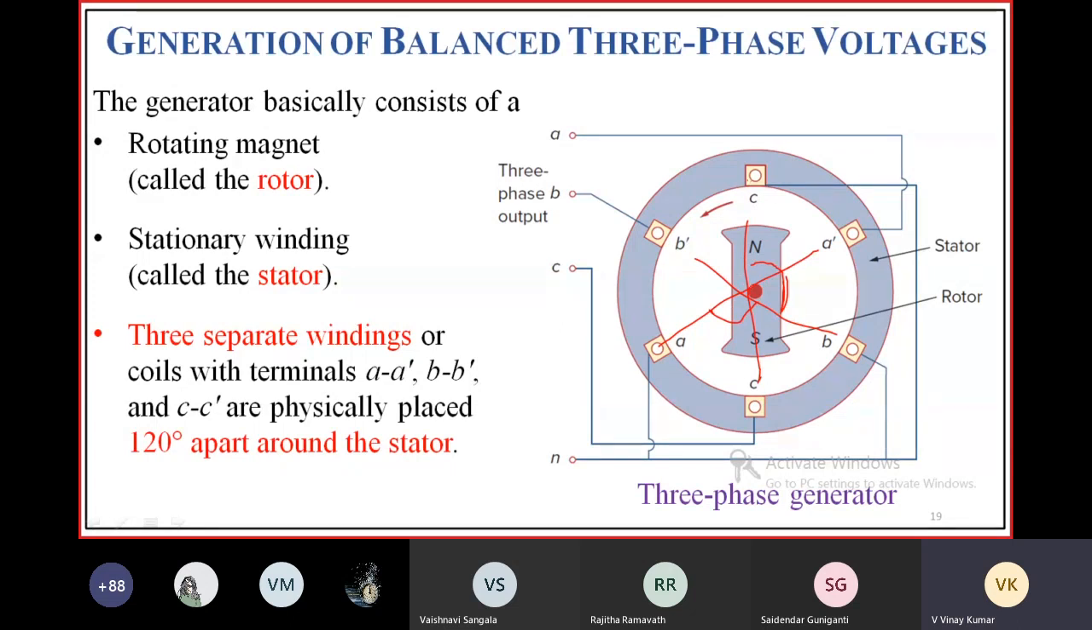Instead of a rotating coil, in the case of a three-phase generator, practically we are not rotating the armature windings. Either you rotate the armature winding or you rotate the magnetic field, in order to provide time variation between the magnetic field and the coil.